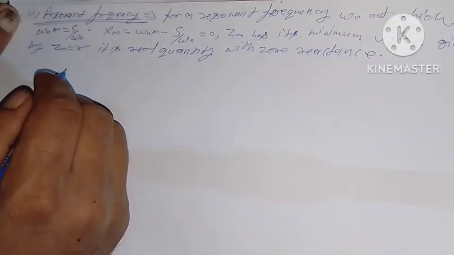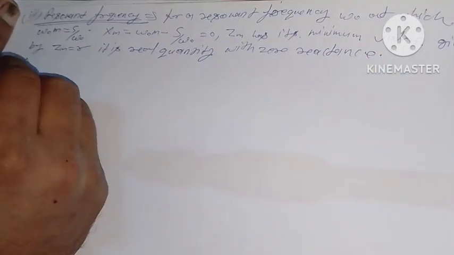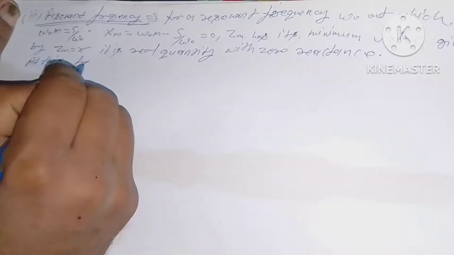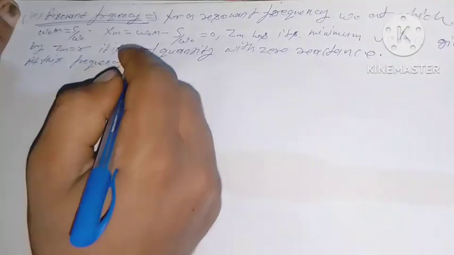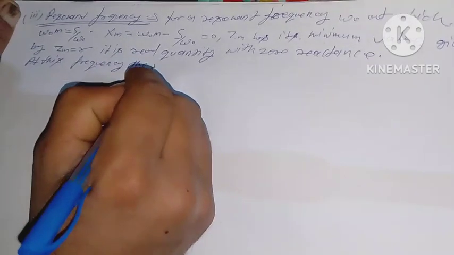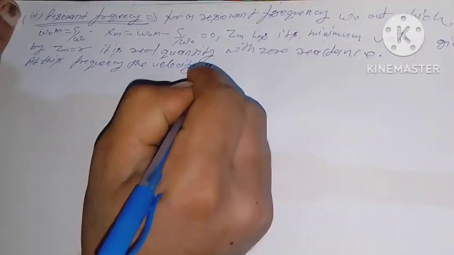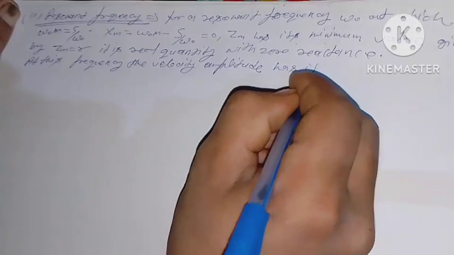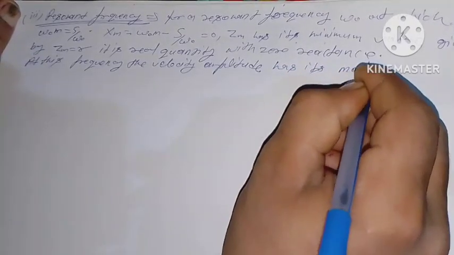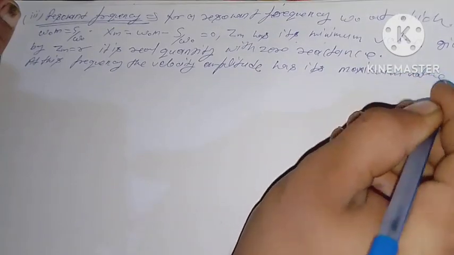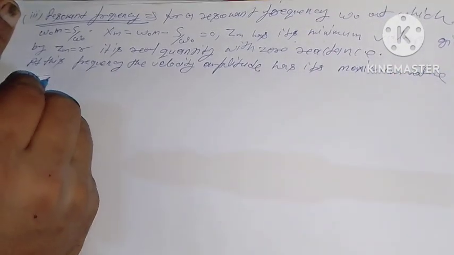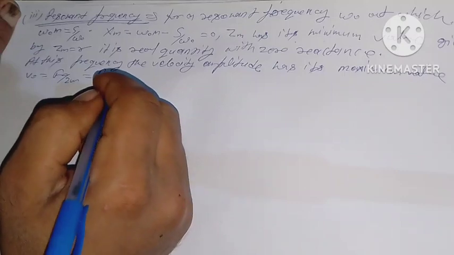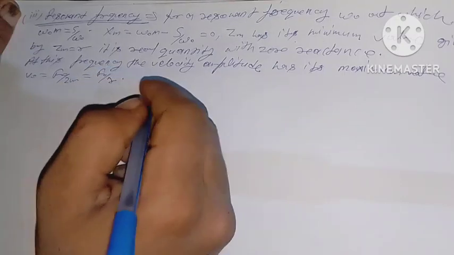At this frequency, the velocity amplitude has its maximum value, V naught equal to F naught upon Zm equal to F naught by R. This frequency omega naught is known as the frequency of velocity resonance.